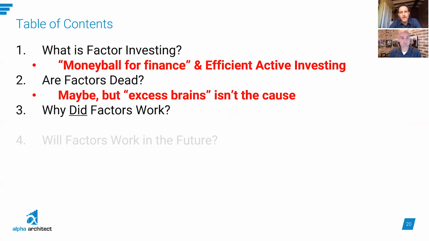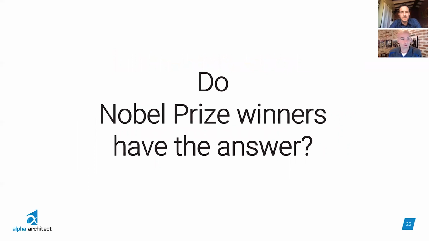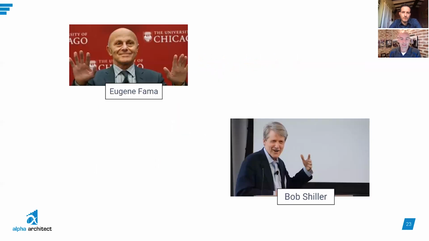So let's ask the question, well, why did factors work then? We know they did work, at least historically. Well, I don't really know, but one of the great things about the world is that we have very smart people that do really great research. And if they do the best research, they get awarded the Nobel Prize. And in 2013, there were actually 3 people awarded the Nobel Prize in economics, 2 of which are shown here. And they were given the Nobel Prize for trying to address this question of, why do markets work?